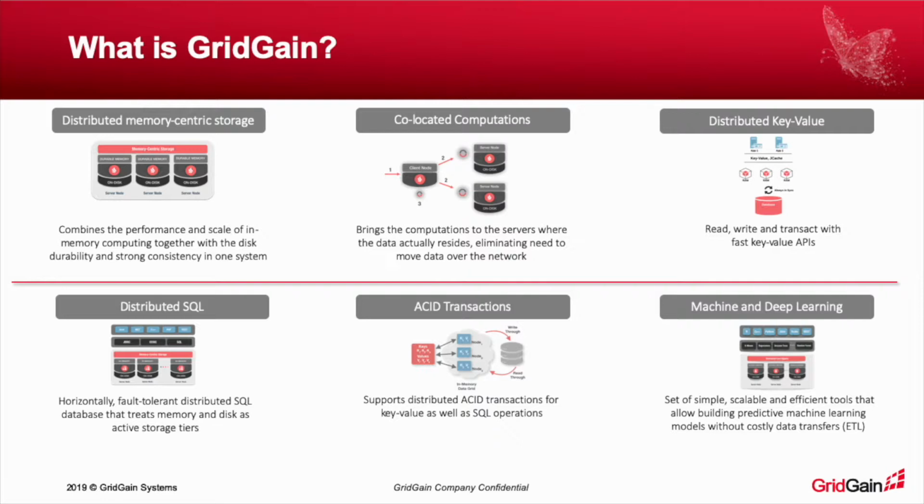We have multiple different ways of accessing the data in the grid. We can use distributed key value stores. We can use SQL to access it. We have ACID transactions, and if you think about huge amounts of data and huge amounts of compute, machine learning is an obvious example, and we have our own algorithms built in that do that kind of thing as well. You can think of GridGain as being like a toolbox that allows you to use all these things together in one place.